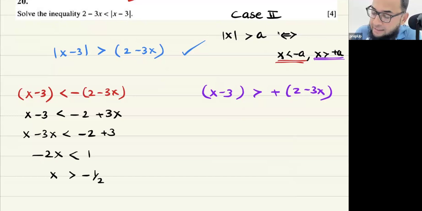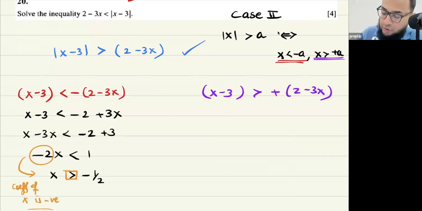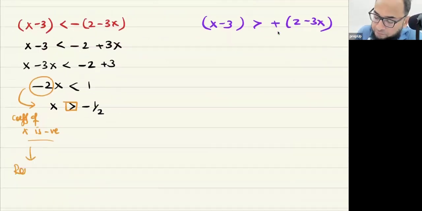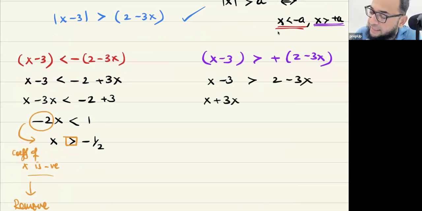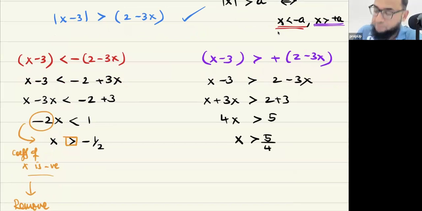The inequality has flipped. Why? Because the coefficient of the variable is negative. So the coefficient of x is negative, and in order to remove it, we know that the inequality flips. Now over here, the other thing: x minus 3 is greater than 2 minus 3x, x plus 3x is greater than 2 plus 3, 4x is greater than 5, therefore x is greater than 5 over 4.